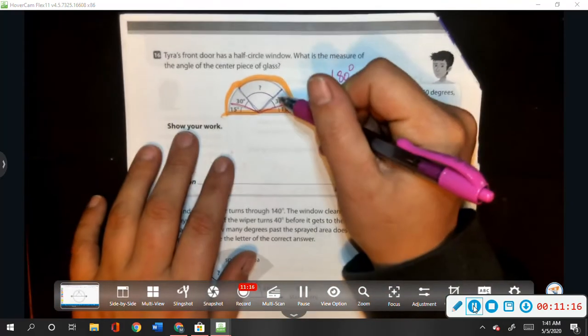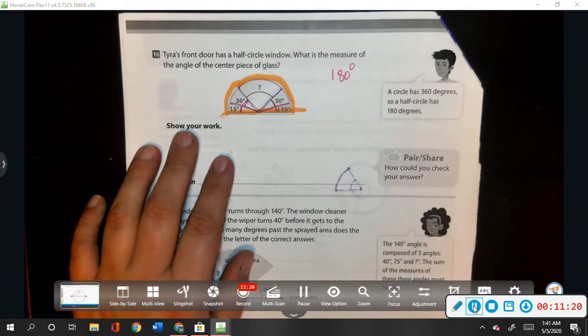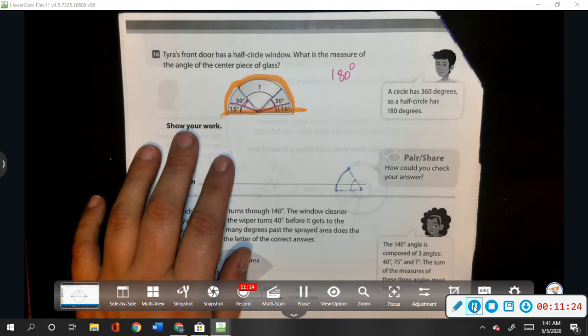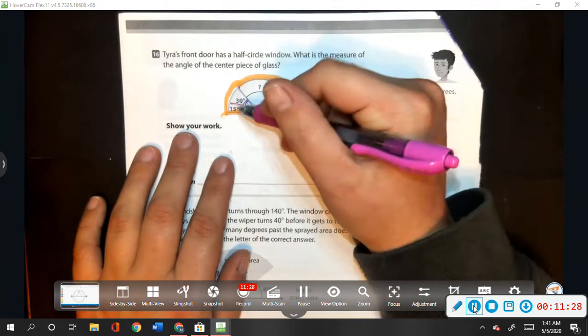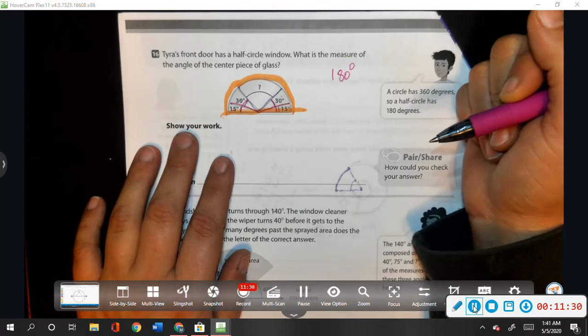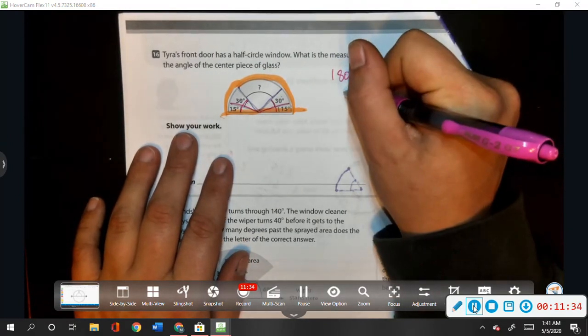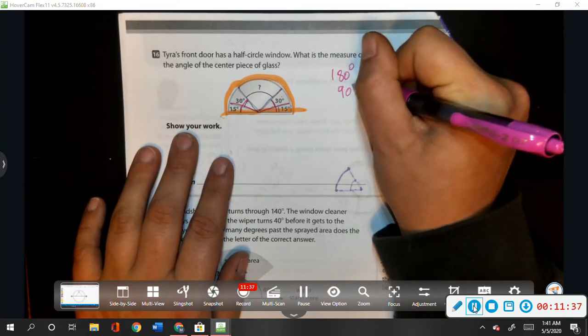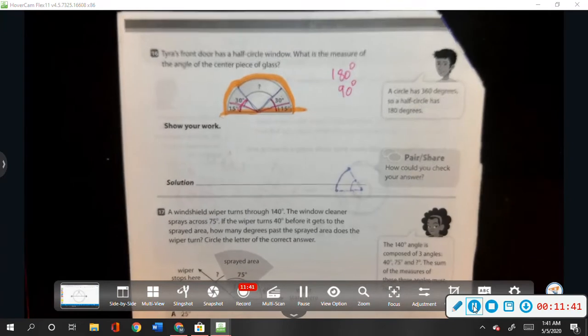Then we're going to take the 4 smaller angles that we have the measurements for, and we're going to add those and find out how much those are. So we have 30 plus 30 is 60. 15 plus 15 is 30. 6 plus 3 is 9. We have 1 0. So it's 90. So the measure of the angles that we know are 90 degrees.